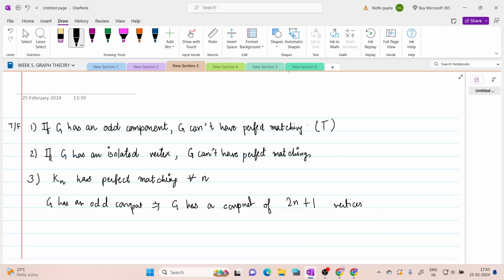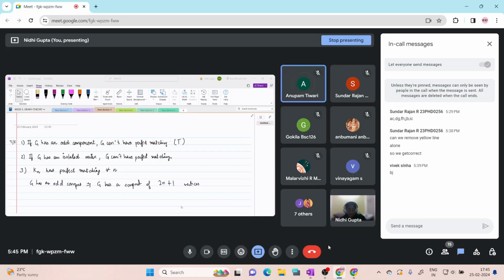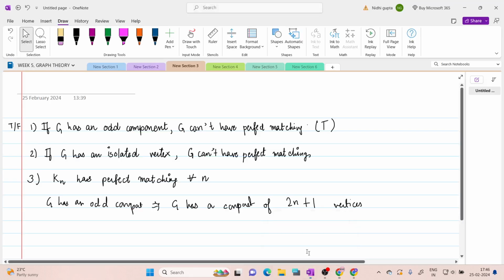Okay, so what about the second? If G has an isolated vertex, G can't have a perfect matching. True or false? True, ma'am. Why? The isolated vertex has 0 degree, ma'am. Yes, and we cannot cover an isolated vertex, because in matching every vertex should have exactly one edge incident to it, but for that isolated vertex we won't be able to find any edge.